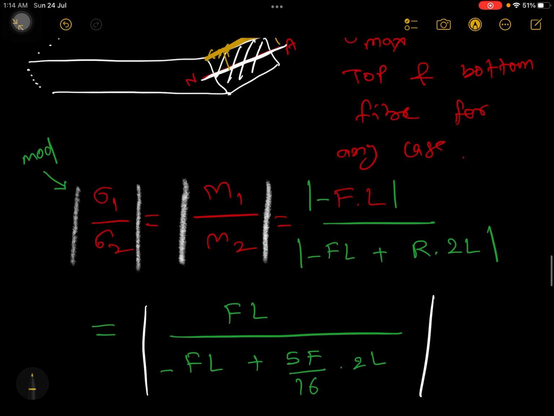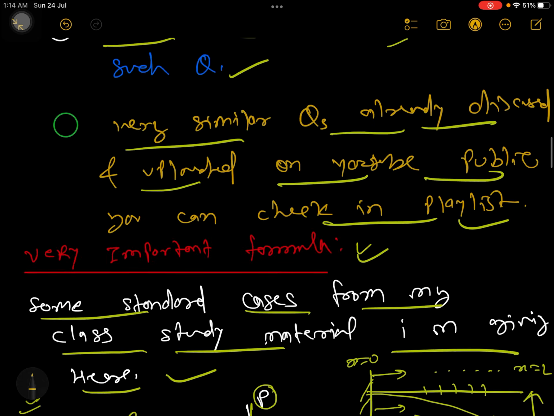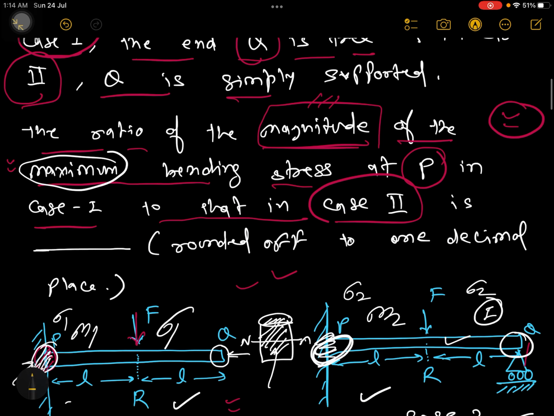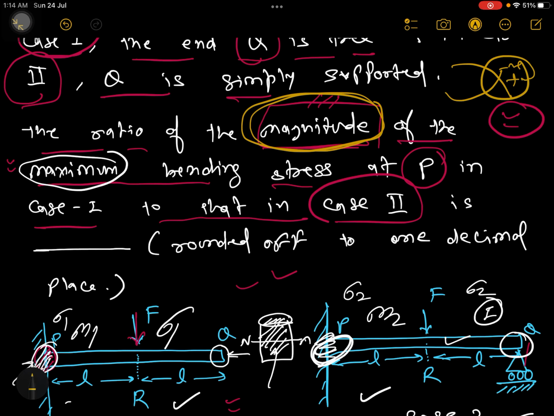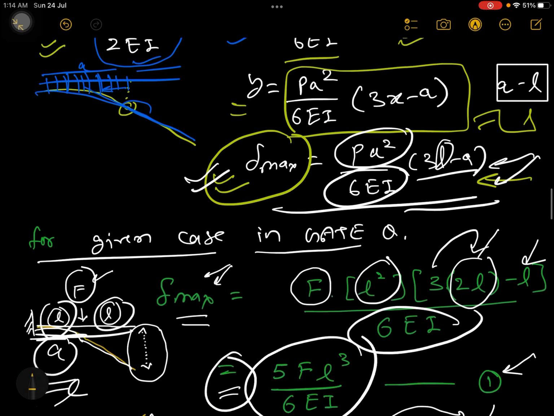So for that, see here, mod is very important. Why is mod important? Because they are saying in the question, there is a keyword here. The keyword is magnitude. That's why I'm using mod. Why magnitude? Because in case of hogging, a negative answer will come. In case of sagging, a positive answer will come. Okay, but in the exam hall they are asking us to write the answer rounded to one decimal place. Anyway, you got the idea.